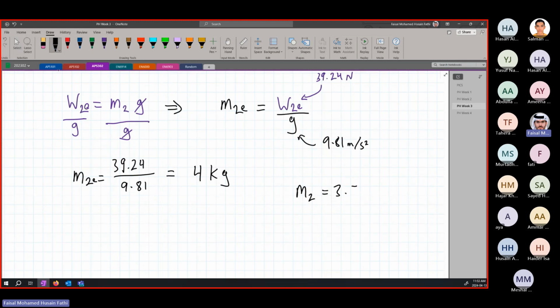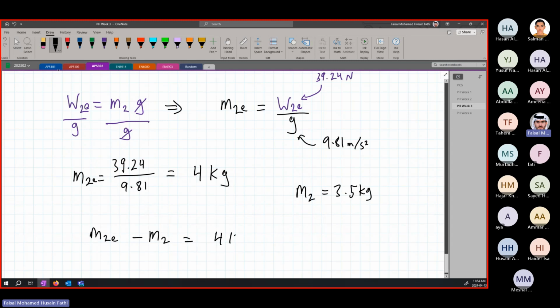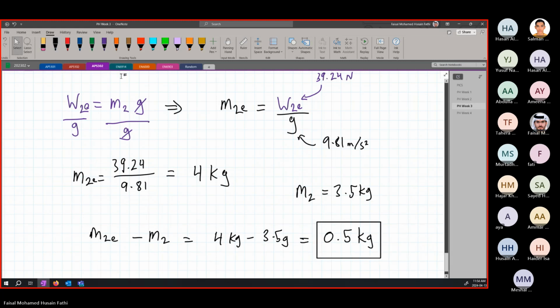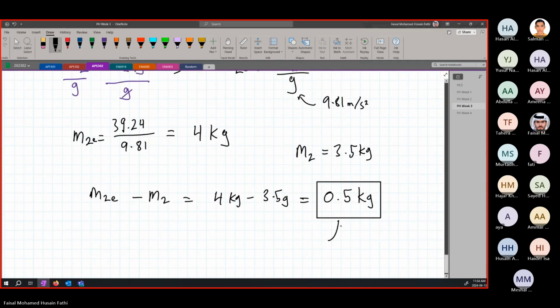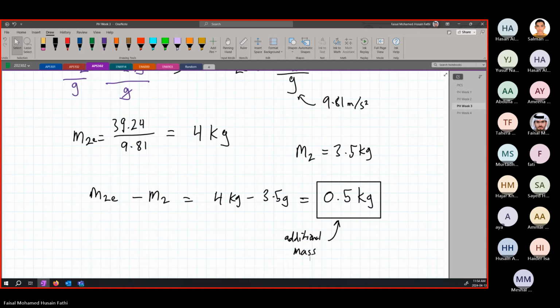Our original M2 is equal to 3.5 kilograms. So the extra mass here, how are we going to do it? We're going to just do M2E minus M2, which is equal to 4 kilograms minus 3.5 kilograms. So we're going to need an extra 0.5 kilograms so that it will be moving. Is this clear? Does anyone have any questions about what I've done so far? So this is our additional mass required. Clear? Do we move on?